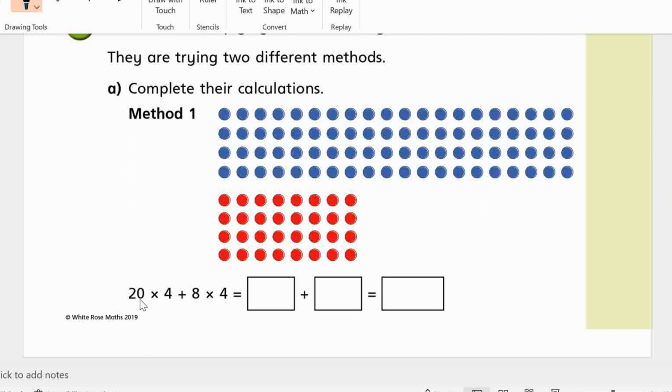So they've separated the 20 and the 8. If you remember, it said 28 times 4. And here they've separated the 20 times 4 and the 8 times 4. And this is the 20 times 4 represented in the blue here. 20 times 4, what does that give you?